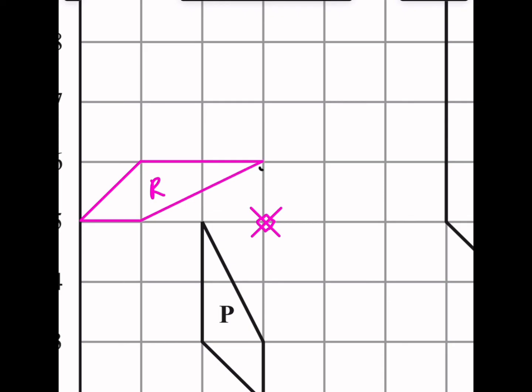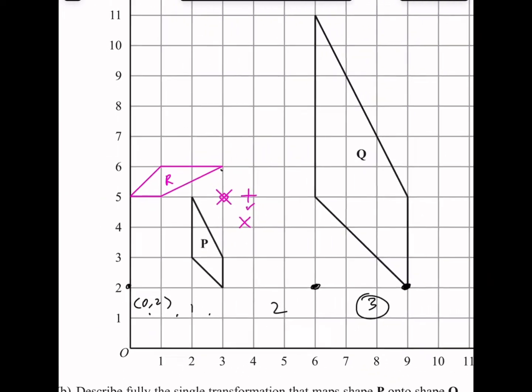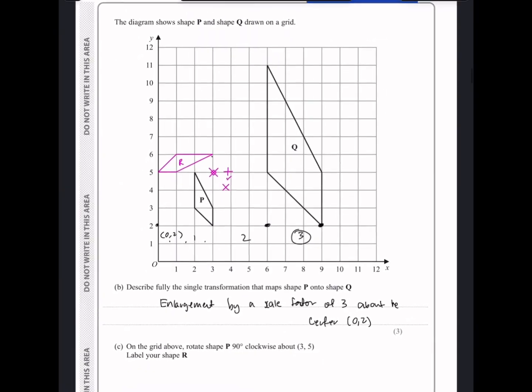Every time that you rotate it 90 degrees, you have to rotate this X until it becomes an X again. So you don't want it looking like this. If they ask you to rotate it by 45 degrees, yes, you will rotate by the next plus sign. But if it's 90, you rotate by the next X sign. So that is our rotated shape, R.